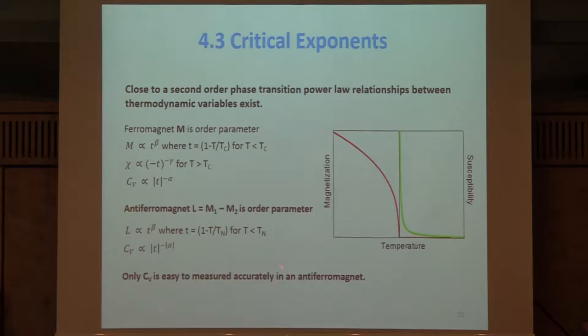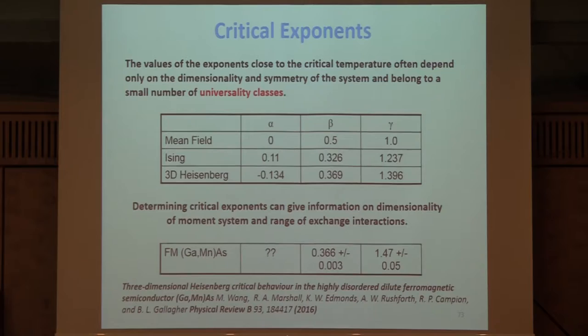So I showed you some cosmic specific heat, very nice. If you can do really accurate measurements of these thermodynamic properties close to the critical temperature, you can get these exponents out. If you then compare them with the models, the mean field model, the 3D Heisenberg model, and so on, you might be able to get some information about the range of the exchange interaction, the dimensionality of the system, and so on.